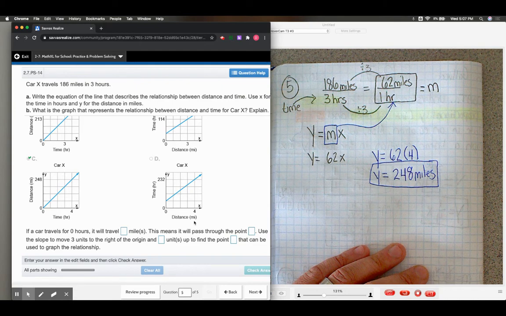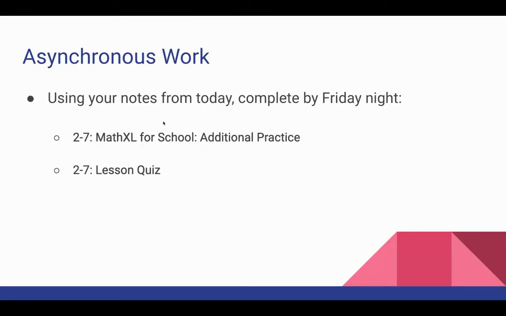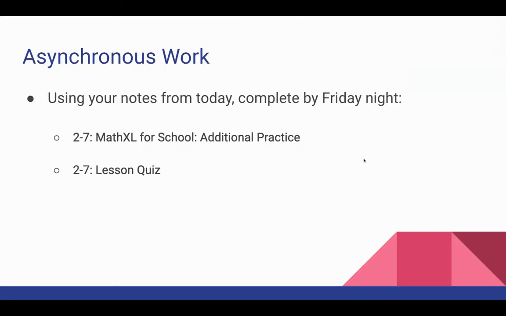Let's go back to sort of the goal for today. The goal for today was this part: derive, meaning a fancy word like write or find, the equation y equals mx for a line through the origin. I think we did very good there. Before I go there, write and graph linear equations in the form y equals mx. So hopefully you now understand when it says write an equation, only one number gets substituted for m. Y stays part of your equation, x does. And that is all I have for today.